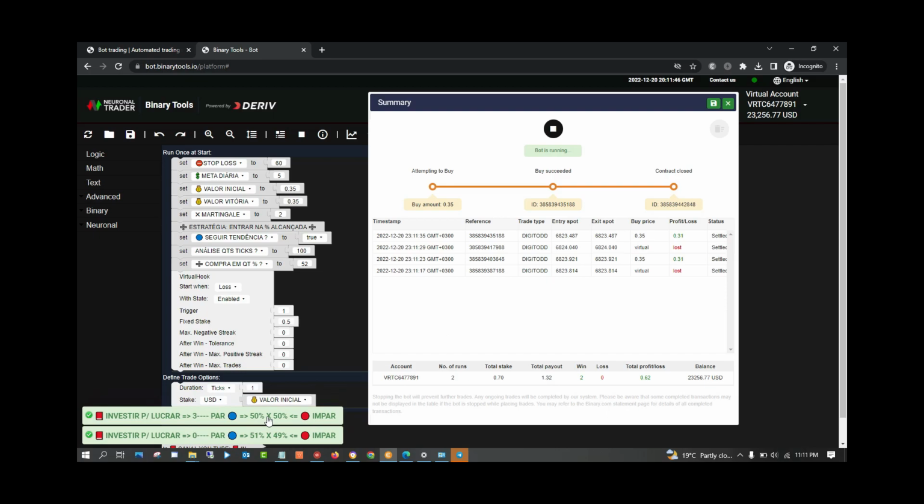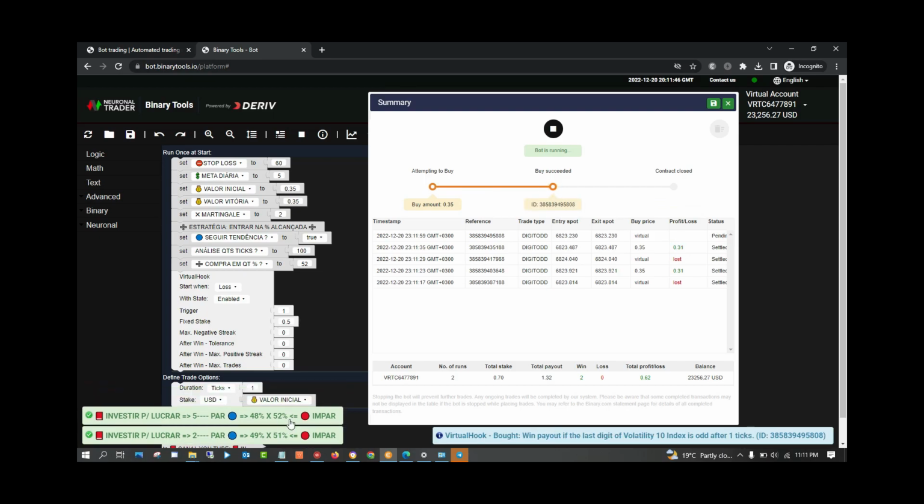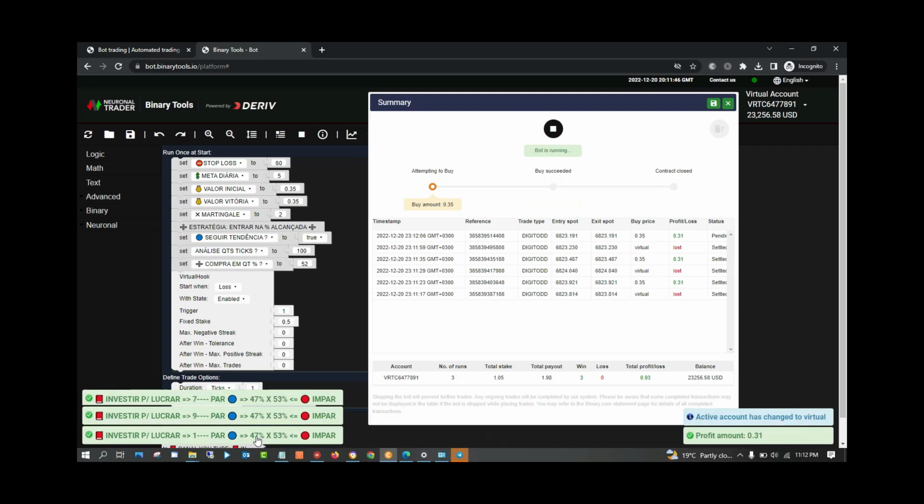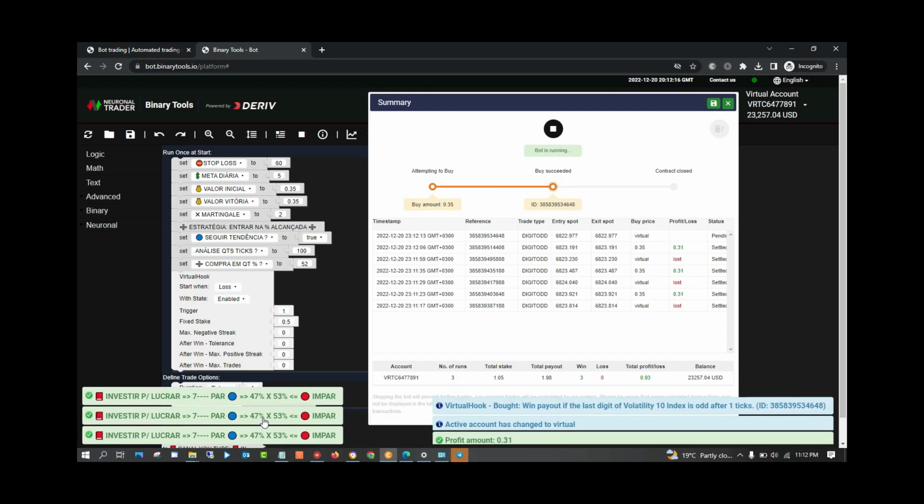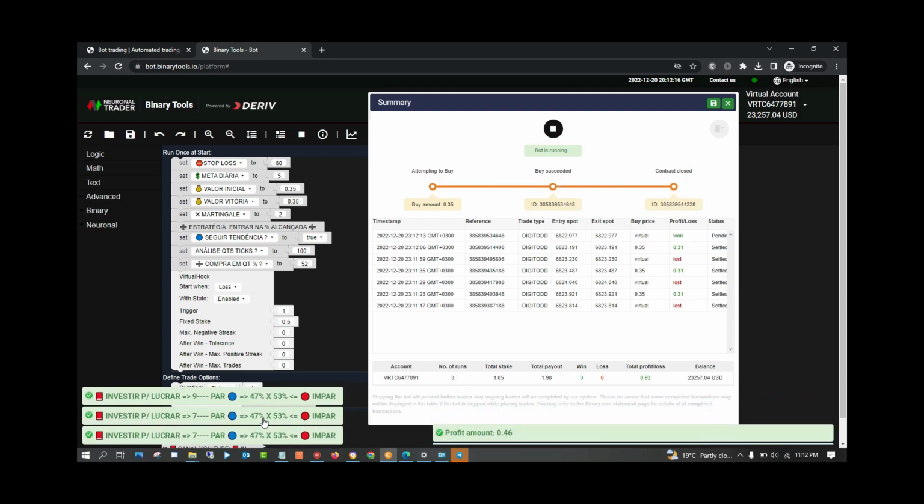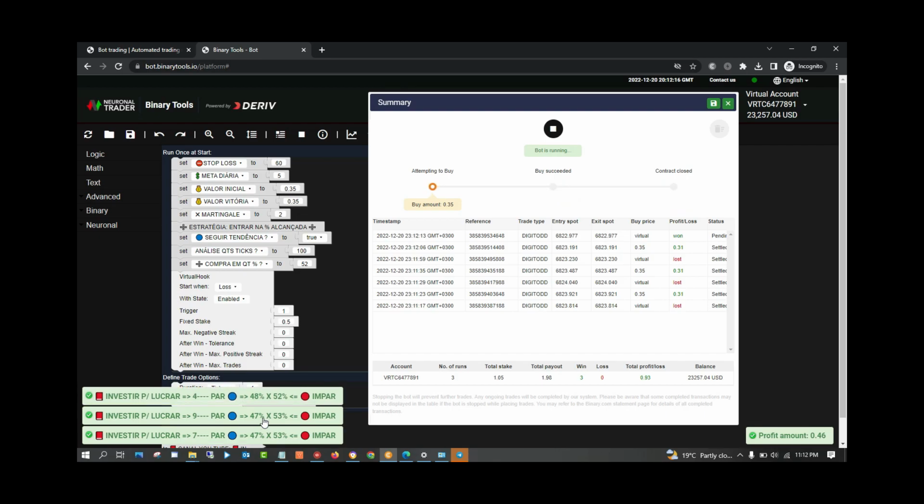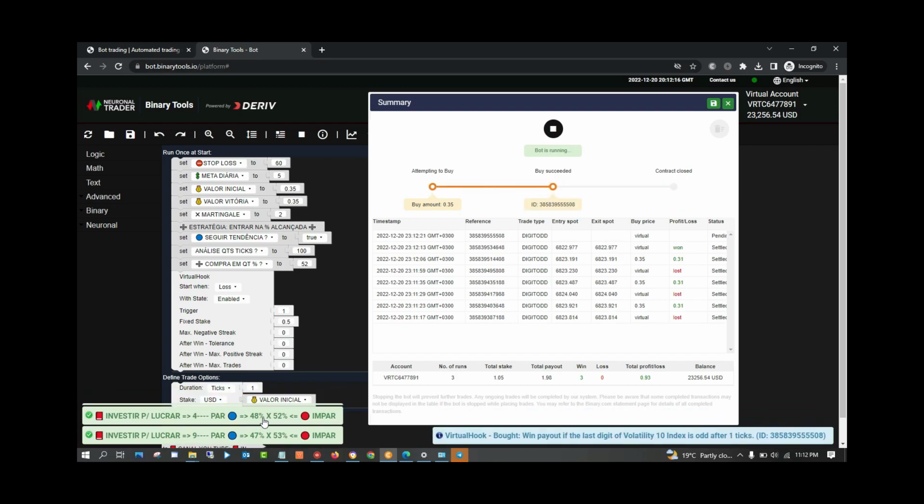Now it is just looking at how many percentages there are in both even and odd, and it only trades on the higher percentage for the trade. So if the odd appears more, it trades on odd, and if it appears less, it trades on even.